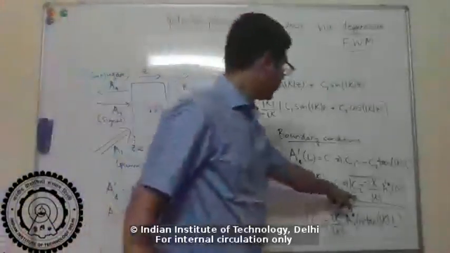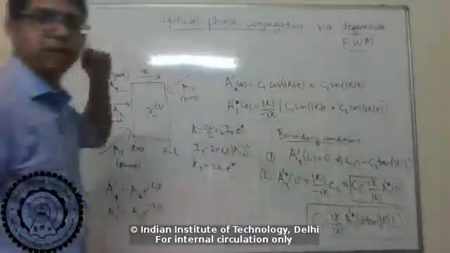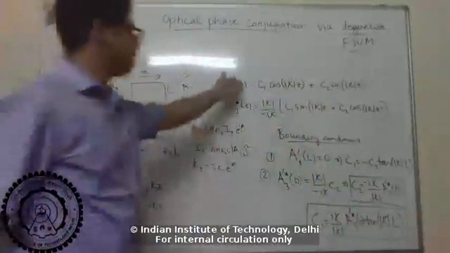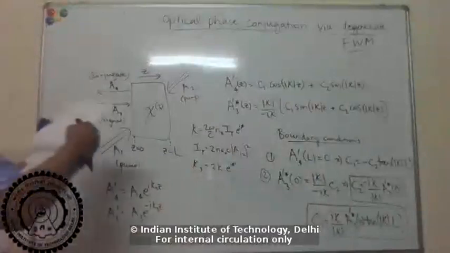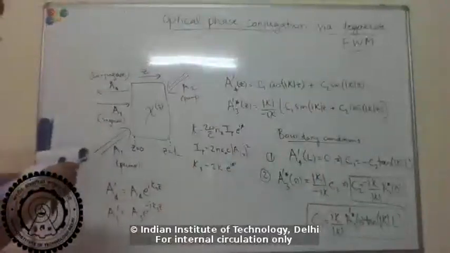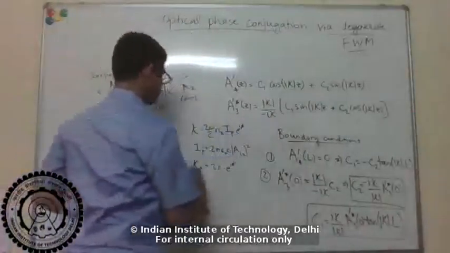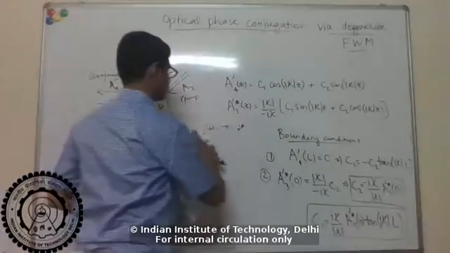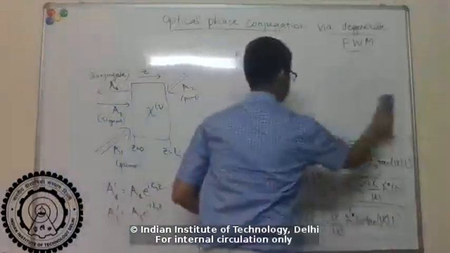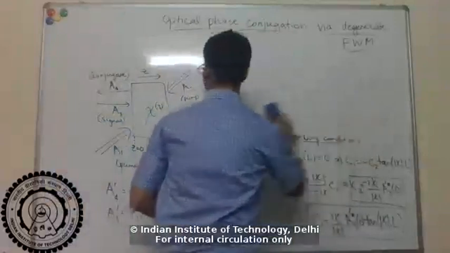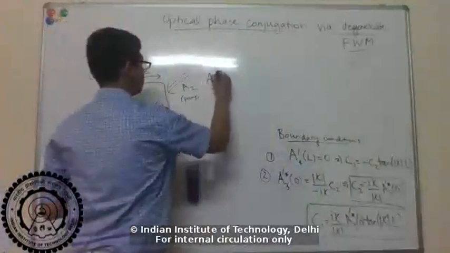Okay, so basically we can get C1 and C2 in terms of the input amplitude A3 at 0. So then we basically have a complete solution. So, plugging in values for C1 and C2, I can write A4.